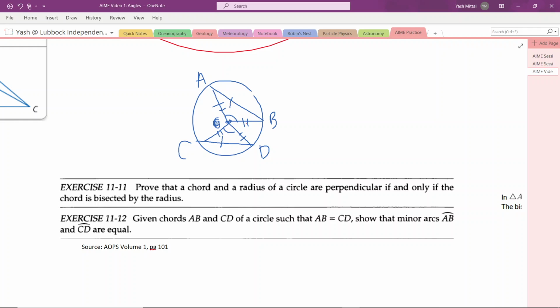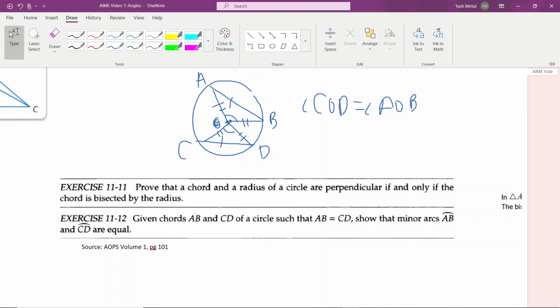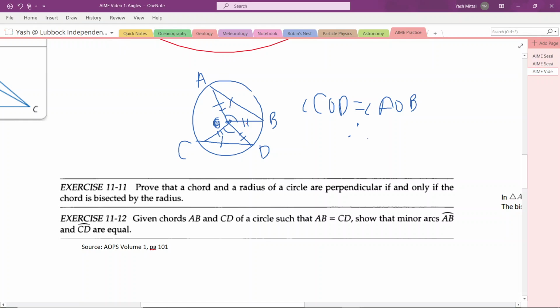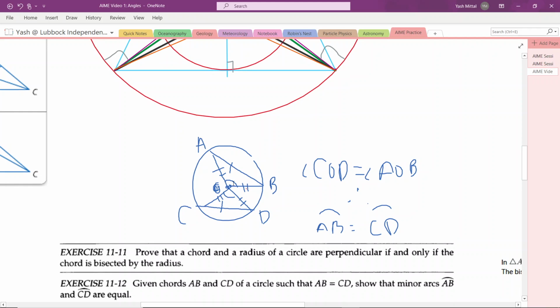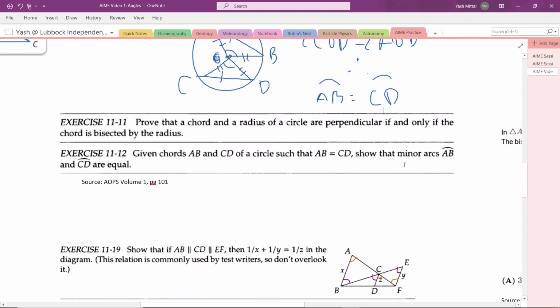Now we can use congruency to figure it out, because we have three sides that are equal to each other, and so we can figure out that angle COD is equal to angle AOB. And what does that mean? That means that minor arcs AB and CD are equal to each other. That's an easy proof. As long as you connect the radiuses and work backwards, you can figure out that AB and CD are equal.